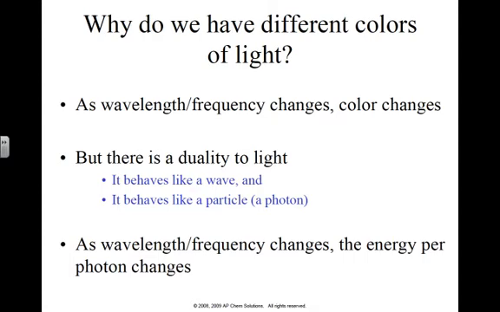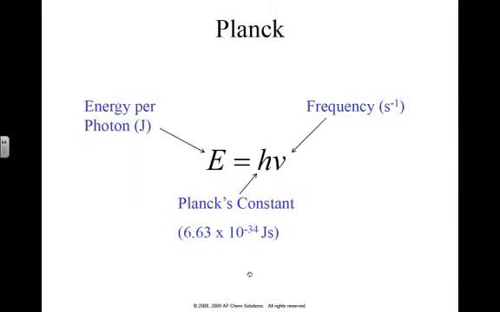Why do we have different colors? Because as wavelength and frequency change, the color changes. There's that dual nature once again. Light can behave as a wave. It can also behave as a particle that we like to call a photon. As wavelength and frequency change, the energy per photon changes, and that brings us to the concept of energy.